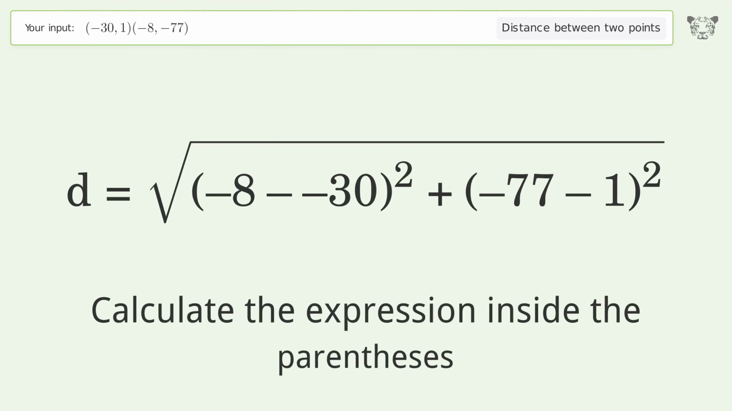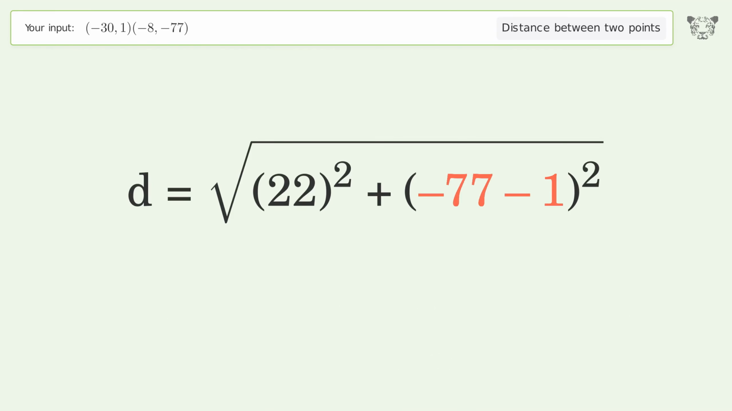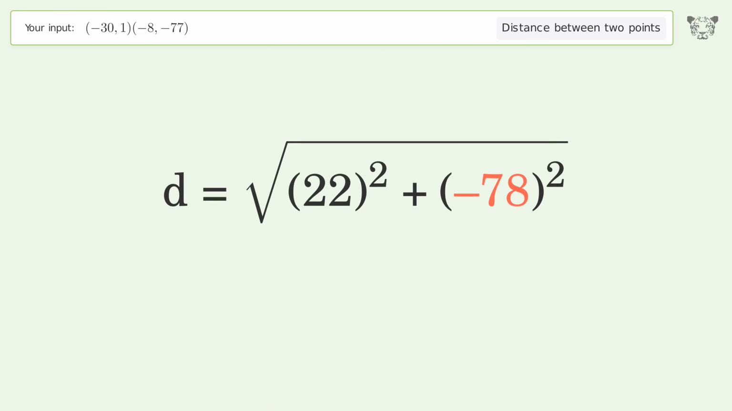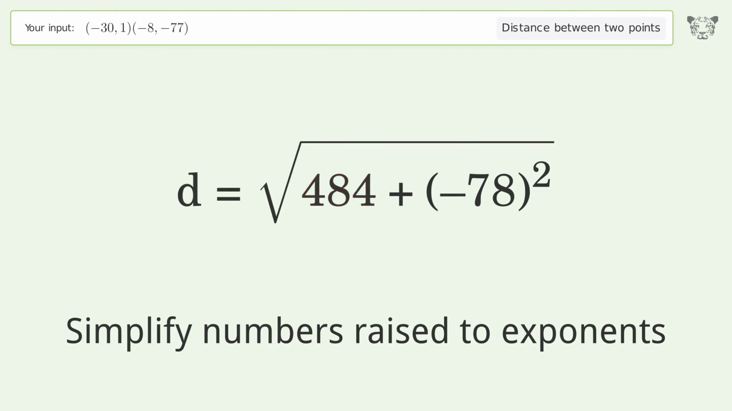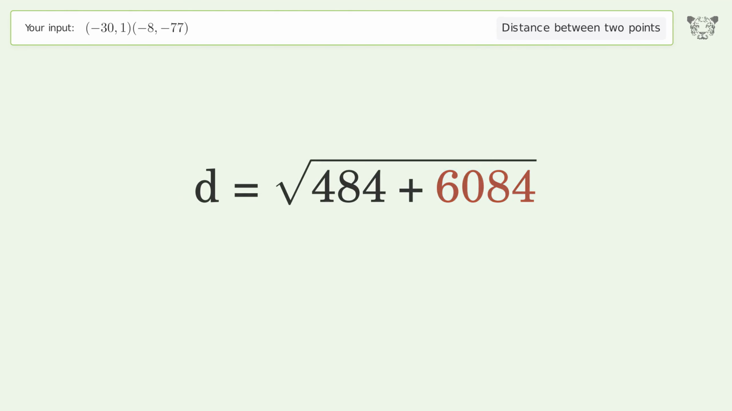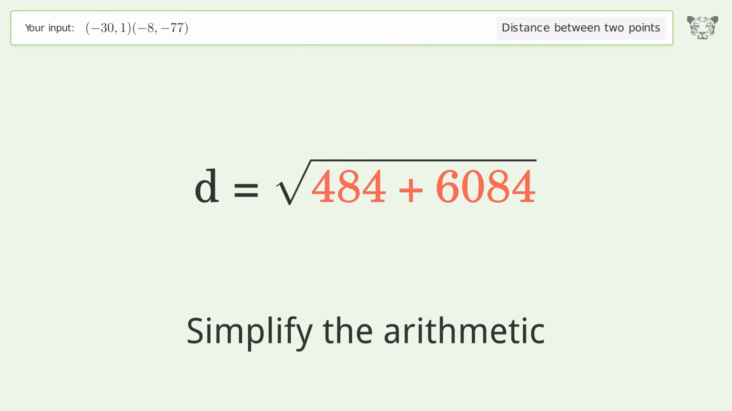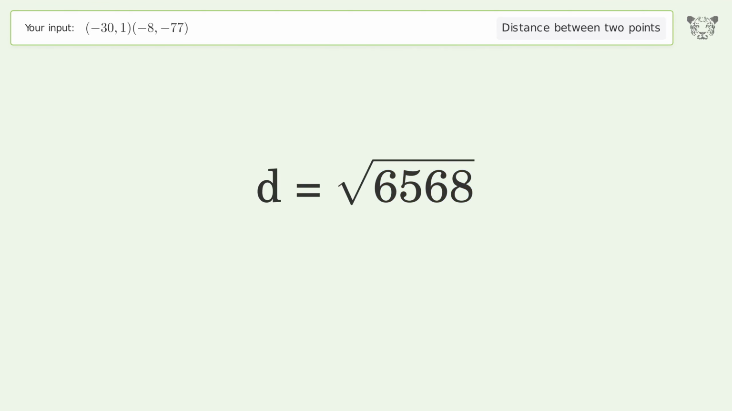Calculate the expression inside the parentheses. Simplify numbers raised to exponents. Simplify the arithmetic. And so the distance between the 2 points is the square root of 6,568, or 81.043.